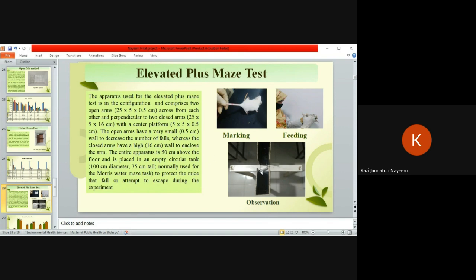And then we observe that if we put the mice in the center, and the mice enter the closed arm, then how much time it remains, we count through the stopwatch. Then if it comes out from the closed arm, we start counting for the open arm. This is called the open arm. This is called the closed arm.